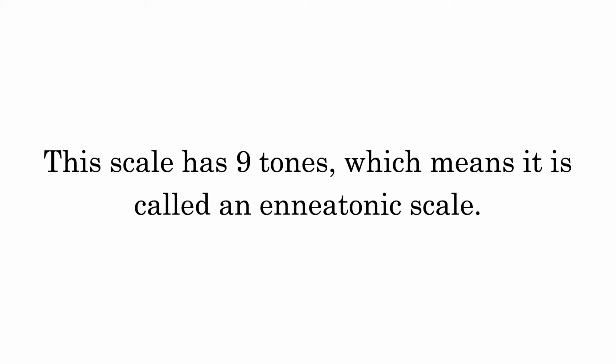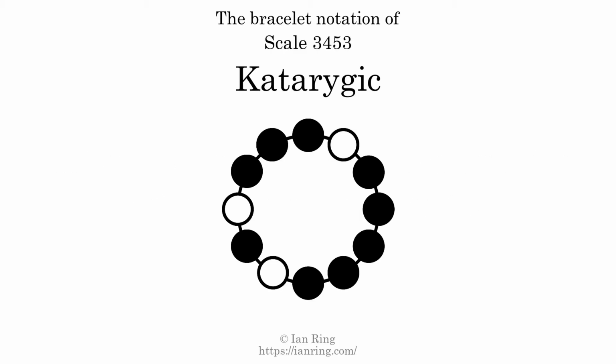This scale has 9 tones, which means it is called an enneatonic scale. This is a bracelet notation diagram of scale 3453. The shaded circles represent tones that appear in the scale, and they are read clockwise, starting at the top.